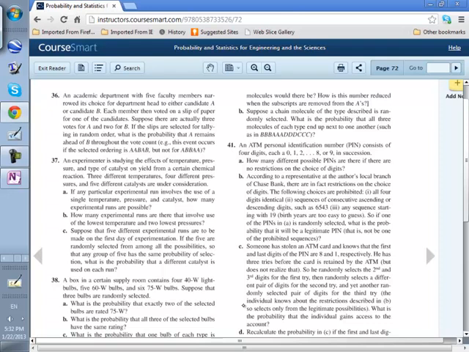Now we're going to do problem 36. So we have an academic department with 5 faculty members. And the department narrowed its choice for department head to either candidate A or candidate B. Each member then voted on a slip of paper for one of the two candidates. Suppose that there are actually 3 votes for A and 2 votes for B. If the slips are selected for tallying in a random order, what is the probability that A remains ahead of B throughout the vote count?